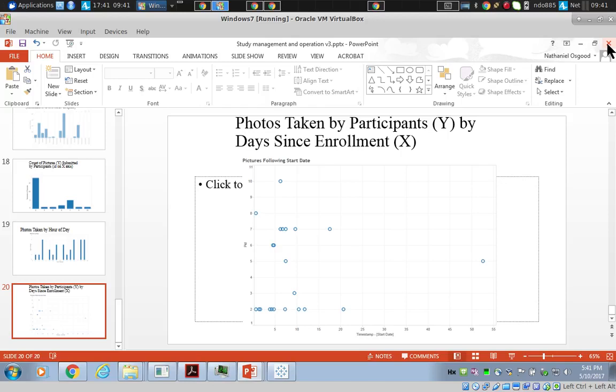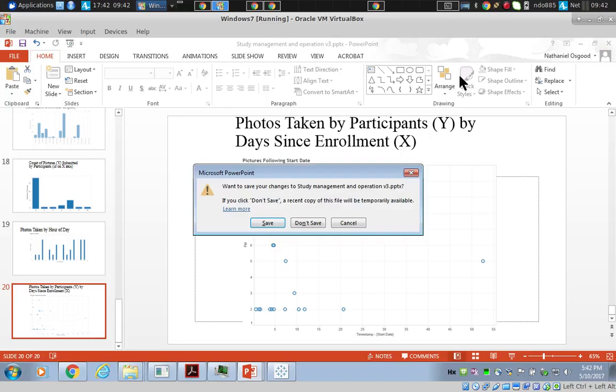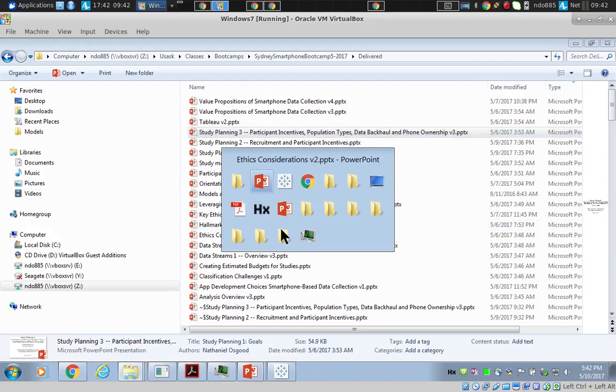Because at the end of the day, these are people's phones. They're people's own phones, and I'm not going to say it's a bit like getting an unsolicited phone call, but it takes a degree of trust, and participants want to hear that respect, I think, that their time is being respected. Okay, so those are some comments on study management and operation.